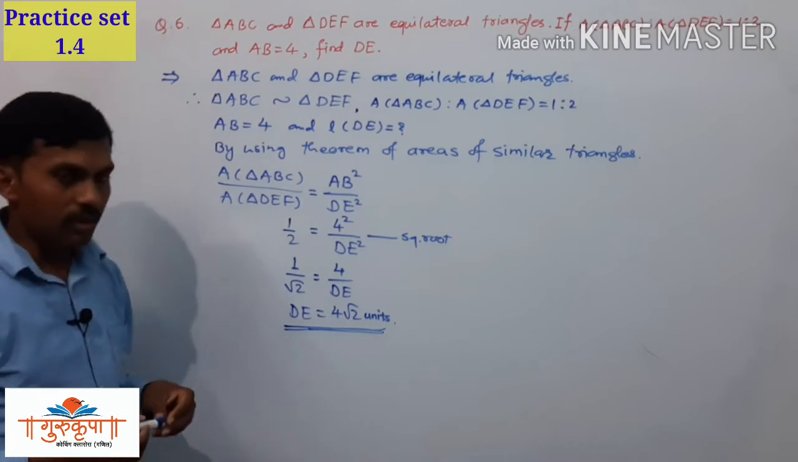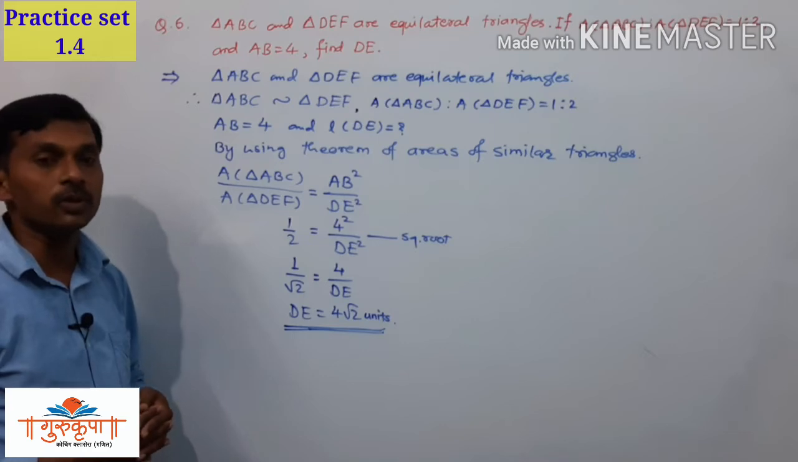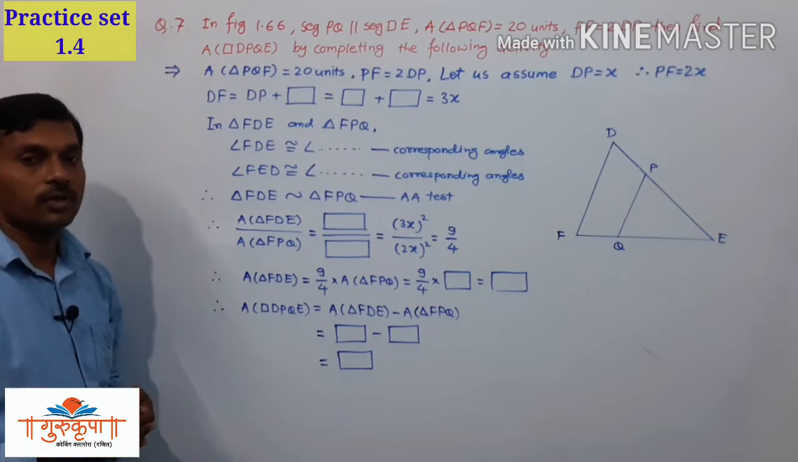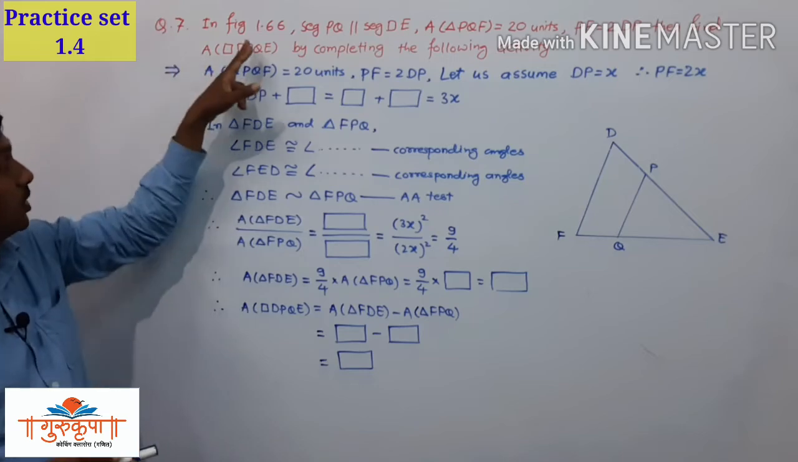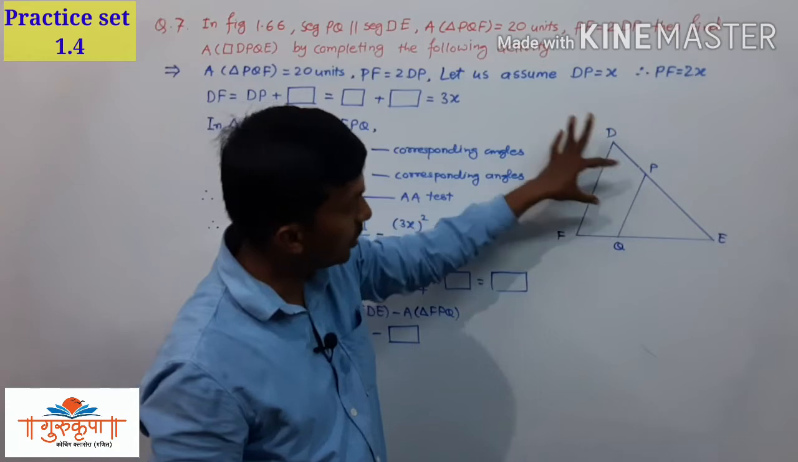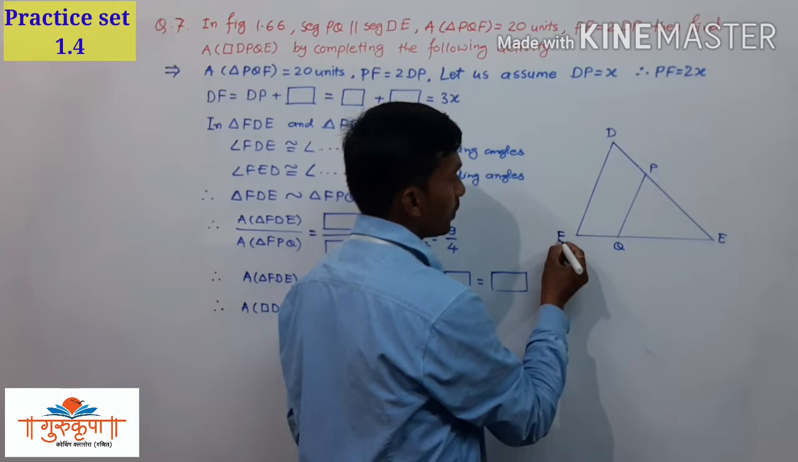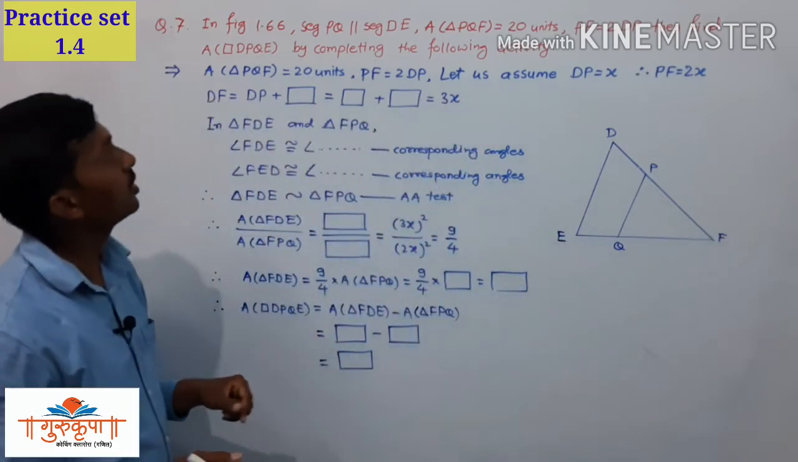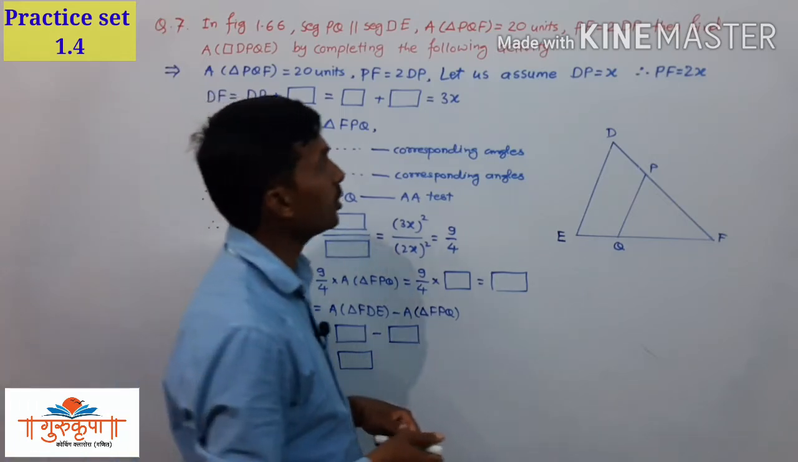Now we will take example number 7, which is the last example from this practice set 1.4, and it is an activity. Question number 7 from practice set 1.4. The question is, in figure 1.66, seg PQ is parallel to DE. Here we have point E and here we have point F. That is, PQ is parallel to DE, that is given information.